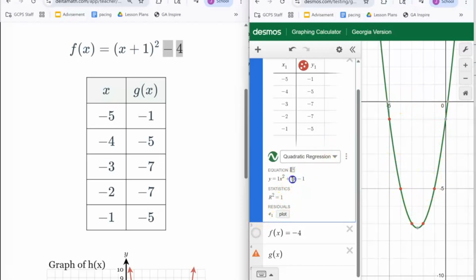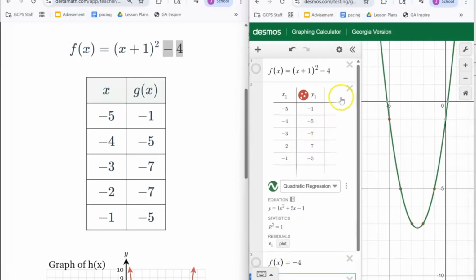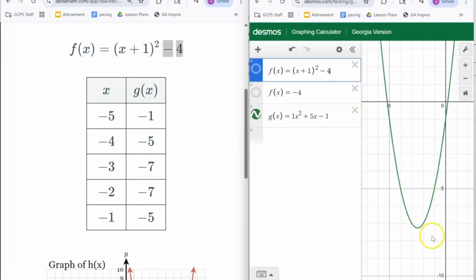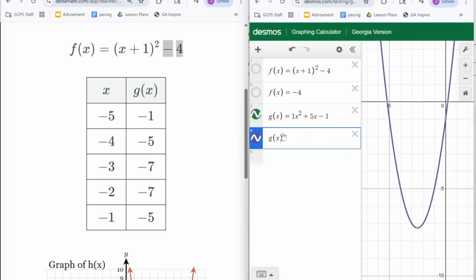So this is my quadratic equation. So I'm going to copy that, and that is my g of x. Actually, do I even need to? Yeah, I do. So I'm going to copy my equation. I can now get rid of my table. The reason I copied my equation is so that I can click on the vertex. So again, remember, I don't care how wide you are, just how tall you are. So it's -7.25. So g of x is -7.25.